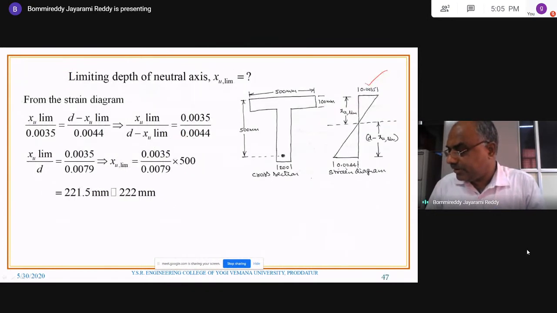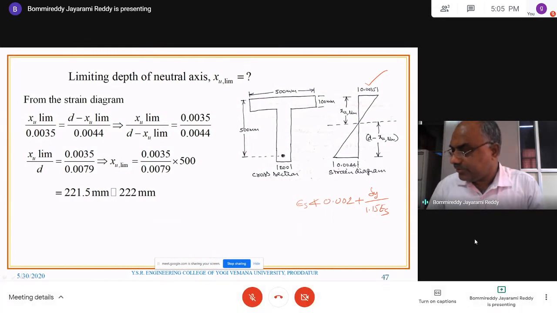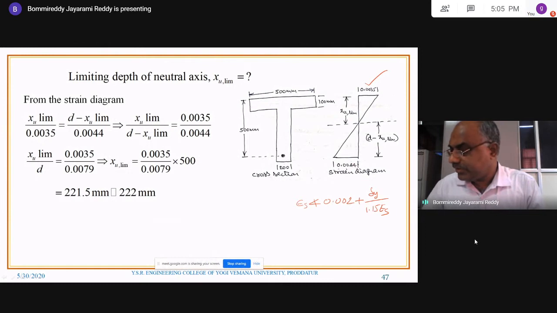0.0044 means normally the strain at this point, ES, is not less than 0.002 plus Fy by 1.15 ES. So if you calculate this, you will get that 0.0044. What is the question here? When strain in concrete is exactly 0.0035 and strain in steel is exactly 0.0044, the depth of the neutral axis is called the XU maximum. That you know, it is a fundamental concept.